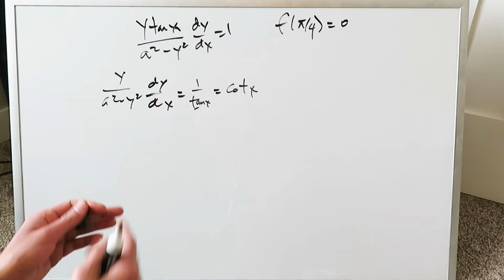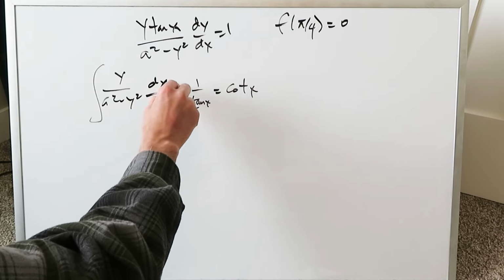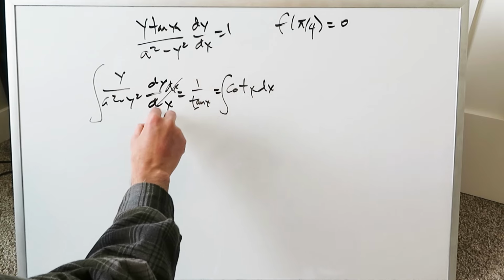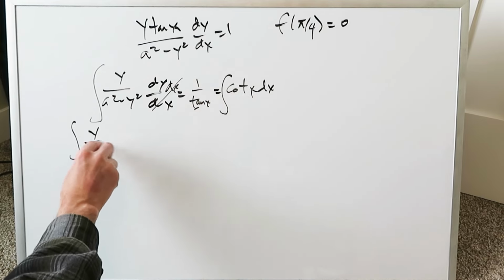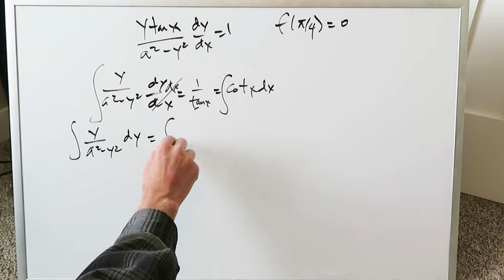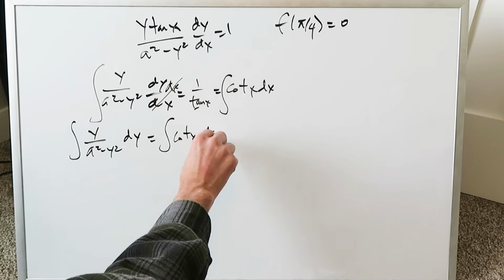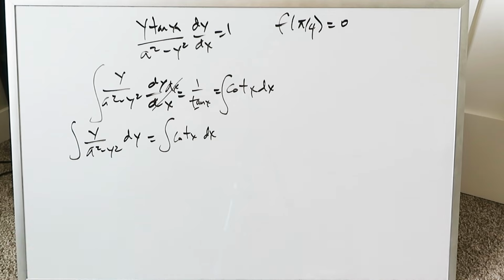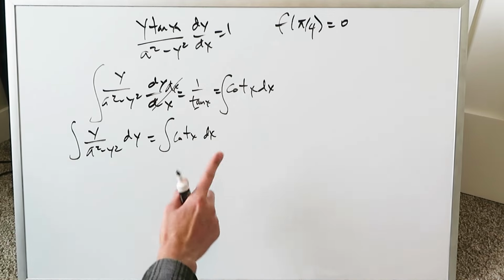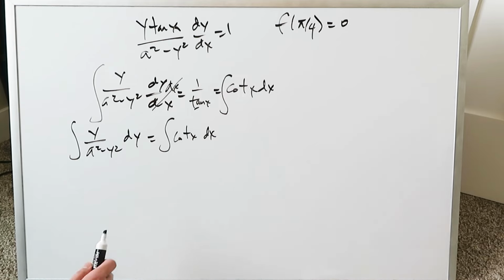Now, when you have separated the variables, you bring in the integral sign. You'll have a dx here and a dx here. This cancels out with this. So what do you end up seeing? You end up seeing the integral of y over a square minus y square dy is equal to the integral of cotan x dx. And now you take this forward into completion, and it's challenging because of the parts that come later on, and you will see that to be the case.